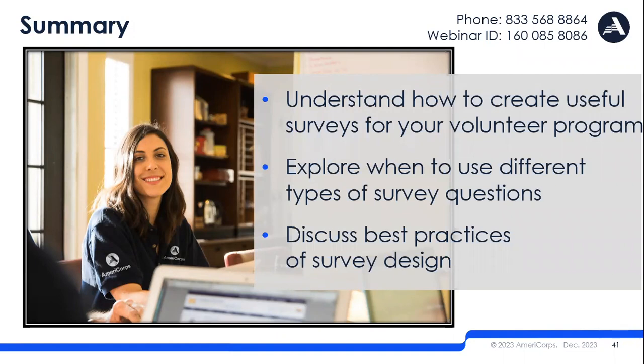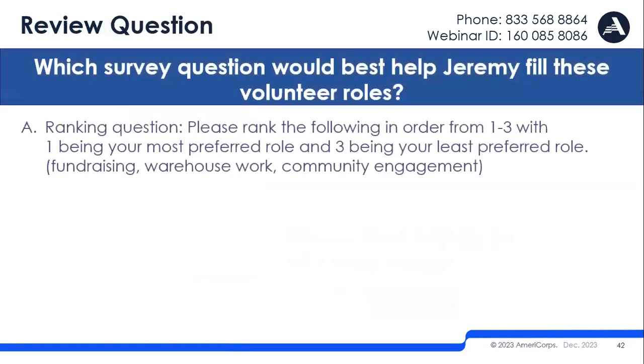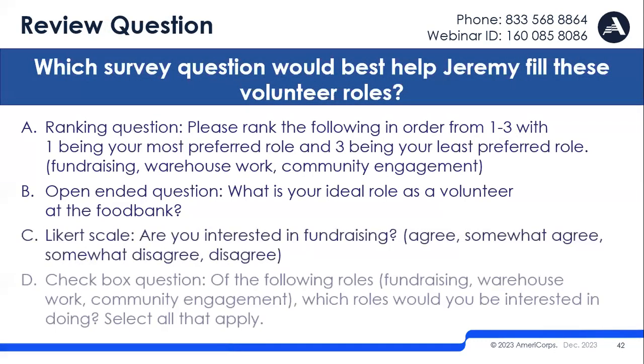In this scenario, Jeremy is a VISTA member organizing volunteers at a food bank, which includes many types of roles. It includes fundraising, helping in the warehouse, community engagement, and Jeremy needs to assess which volunteers prefer which type of work and fill those spots accordingly. So which survey question would best help Jeremy fill these volunteer roles? We're going to launch one more poll here. Appreciate everyone's great work. Going to give you a moment to fill this out. Thanks so much.